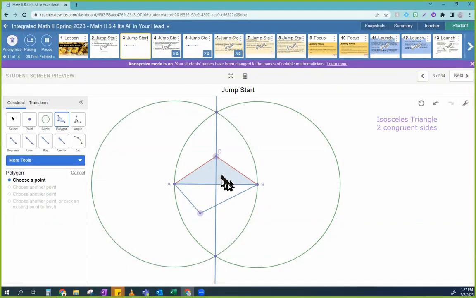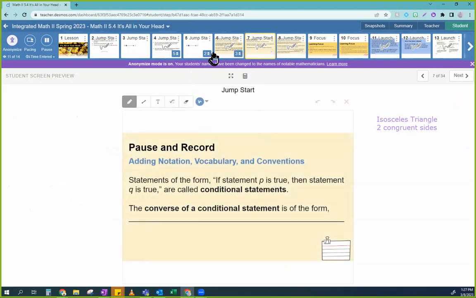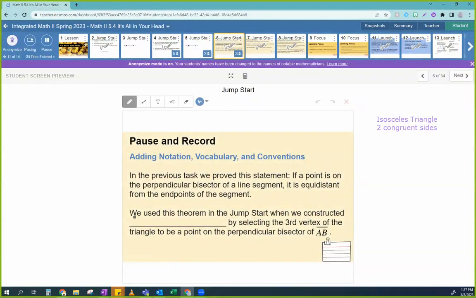What is that thing called? Yes, very good. An isosceles triangle. So can you write in here an isosceles triangle? Why am I not typing? There you go. Isosceles triangle. Very good. Isosceles triangle.